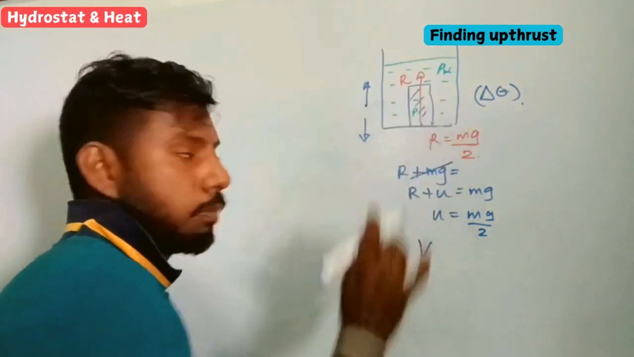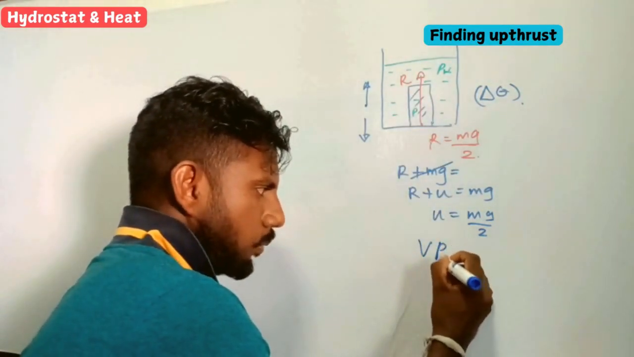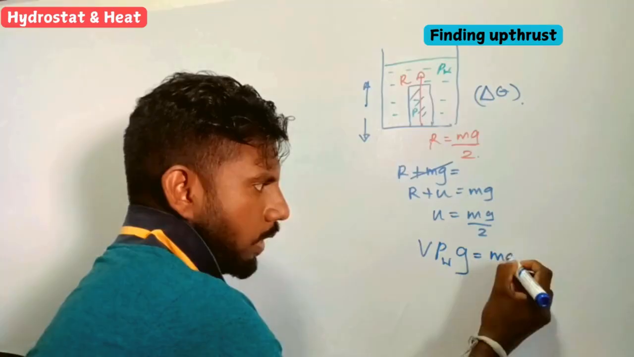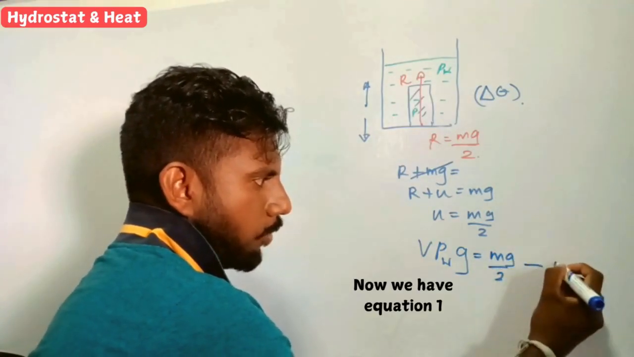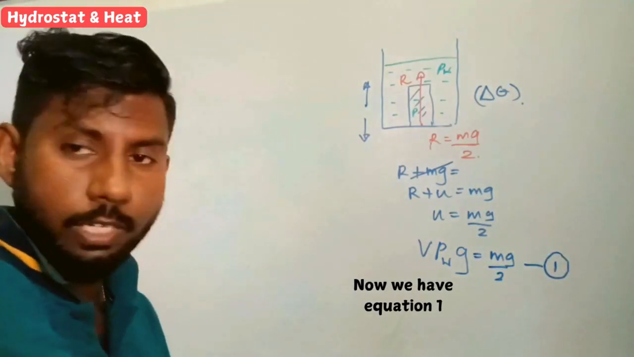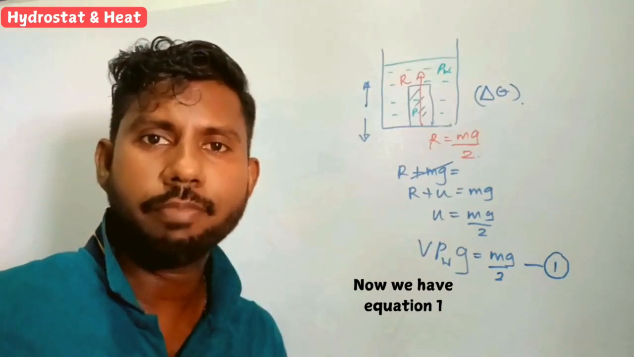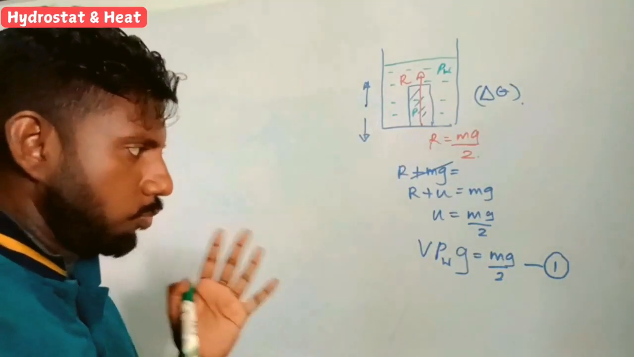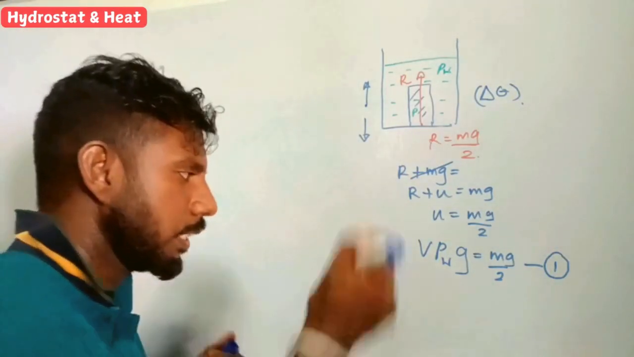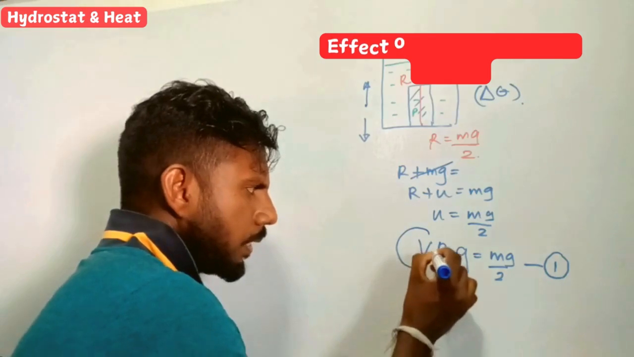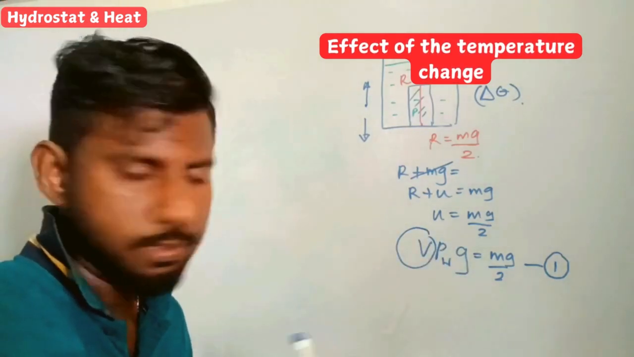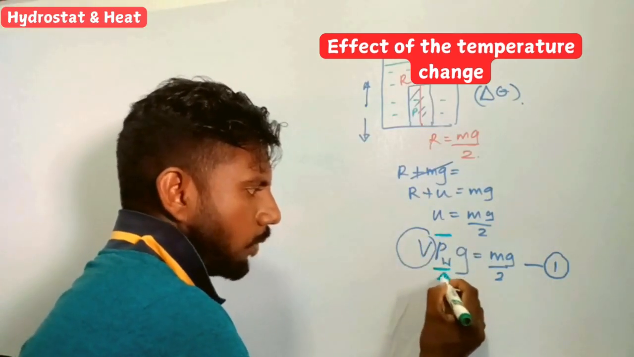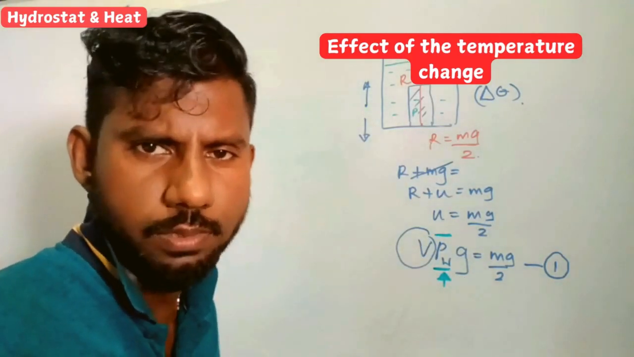So this is how we get the upthrust: V, volume of the container, rho W, density of the liquid, into g, is equal to mg by 2. This is our very first equation. So we need to consider another situation where a temperature difference occurs. When the temperature increases, this volume will increase, and there will obviously be a change in density for sure. These two will occur.